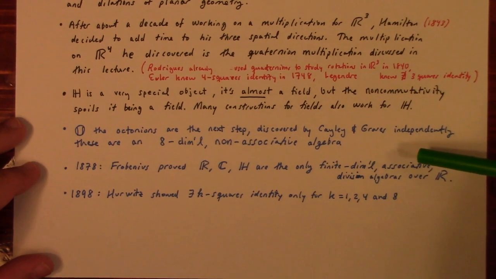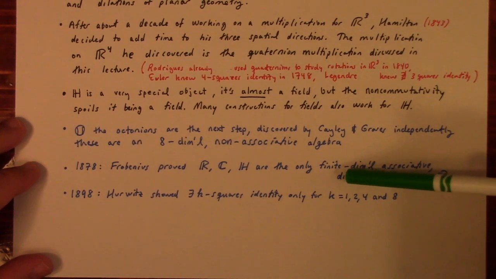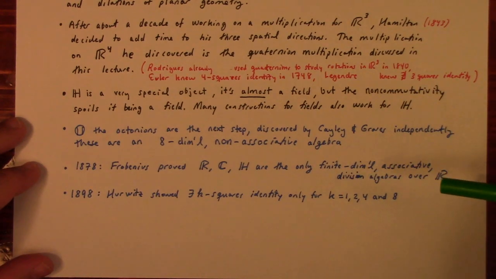It means what it says. It's an associative multiplication. Division meaning every non-zero element has a multiplicative inverse, right? Over R, that means that the real numbers are in the center of it, so real numbers commute with everything in the algebra.